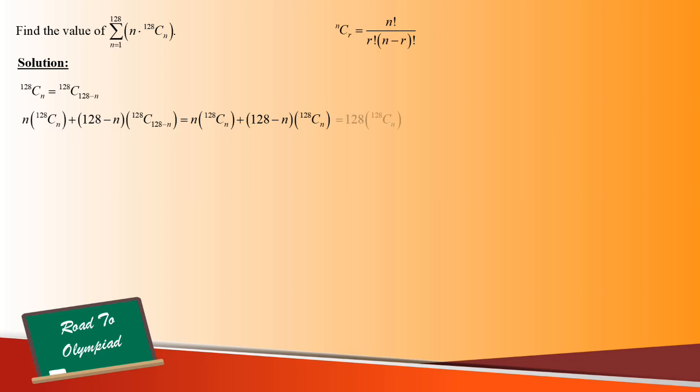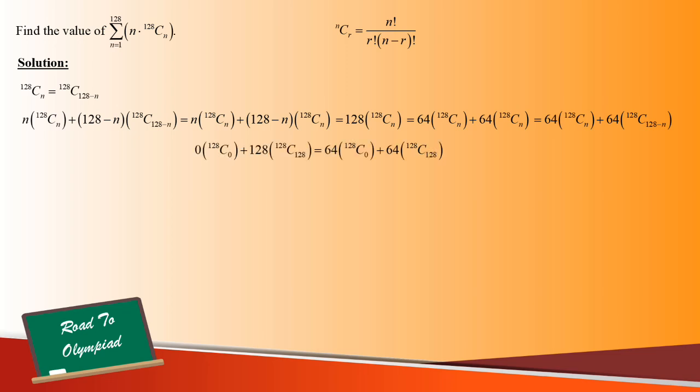This is equal to 128 times 128 choose n, where we can split it into the sum of 64 times 128 choose n. By rewriting one of the 128 choose n back into 128 choose 128 minus n, we have 64 times 128 choose n plus 64 times 128 choose (128 minus n). With this result, we have 0 times 128 choose 0 plus 128 times 128 choose 128 is equal to 64 times 128 choose 0 plus 64 times 128 choose 128.